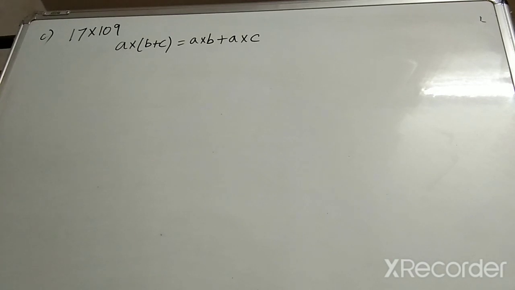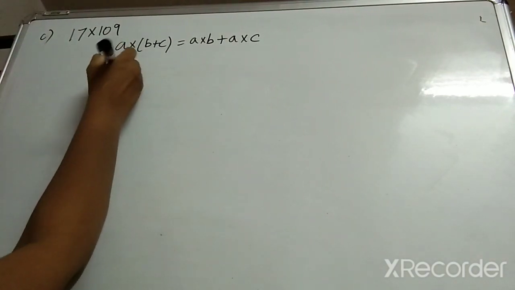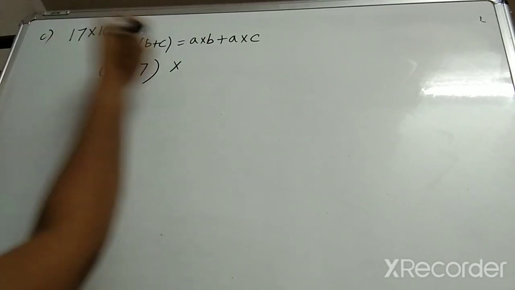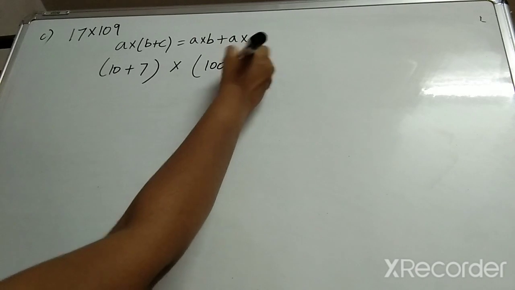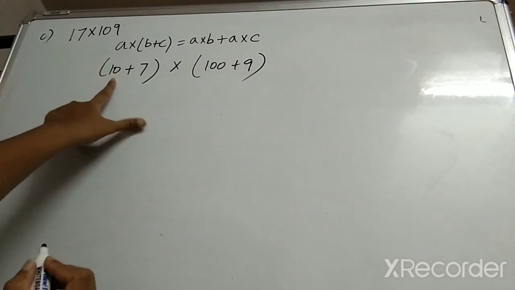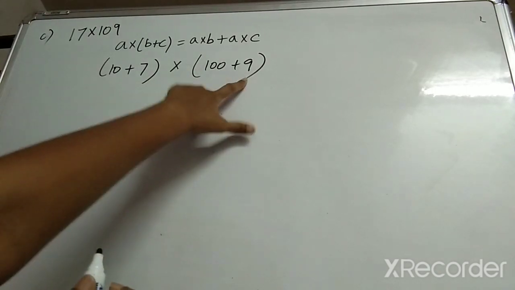Next, 17 into 109. So here also we are applying distributive property. So we have to make it of which form? A into (B plus C) form. For that I am expanding. 17, can I write it as 10 plus 7? Yes. Into 109, can we write it as 100 plus 9? Now our A is 10 plus 7, B is 100, C is 9.